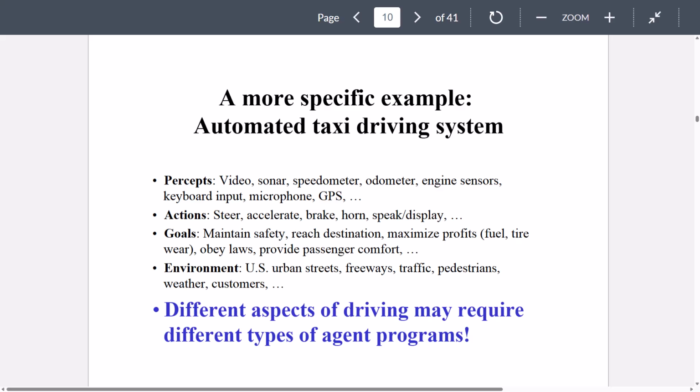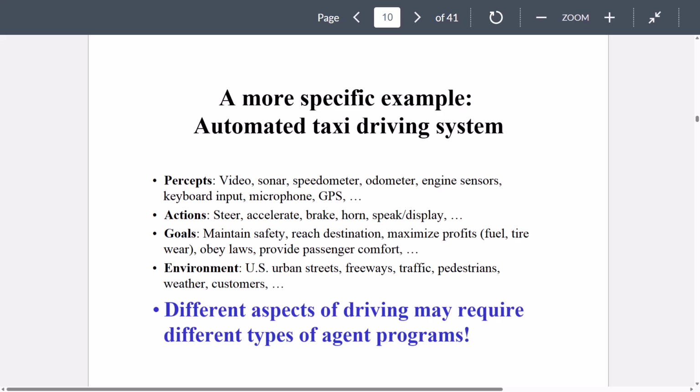Third is the actuators. Just like a human driver, the taxi will need controls for acceleration, steering, and braking. It might also need displays or voice systems to interact with passengers, and possibly communication systems to talk with other vehicles. And the fourth is the sensors: cameras to see the road, possibly LiDAR, radar, or sonar for detecting distances, a speedometer, accelerometer, GPS for navigation, engine and fuel sensors, and microphones or keyboards so passengers can give instructions.